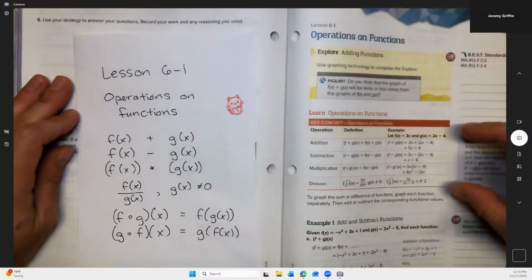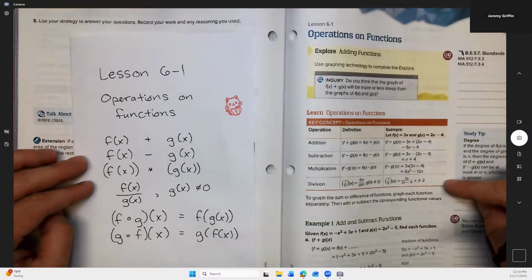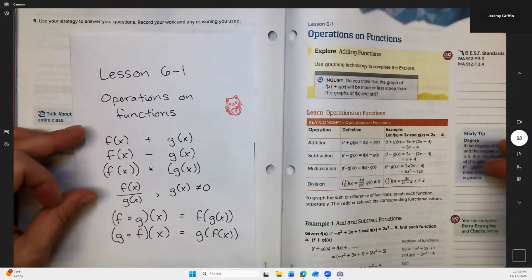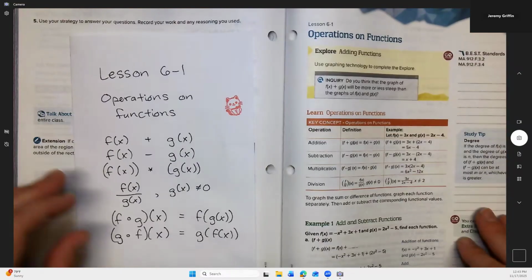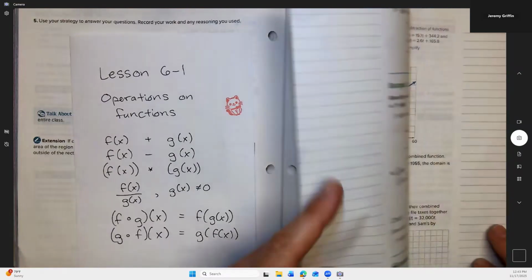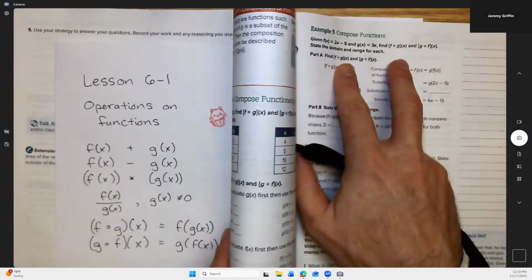So right on the front page of this lesson, they have addition, subtraction, multiplication, and division, which you guys could probably figure out how to do anyway. So if you're just adding two functions together or something like that. But if I flip ahead a couple of pages, they get into an interesting concept that's probably new for a lot of you guys.